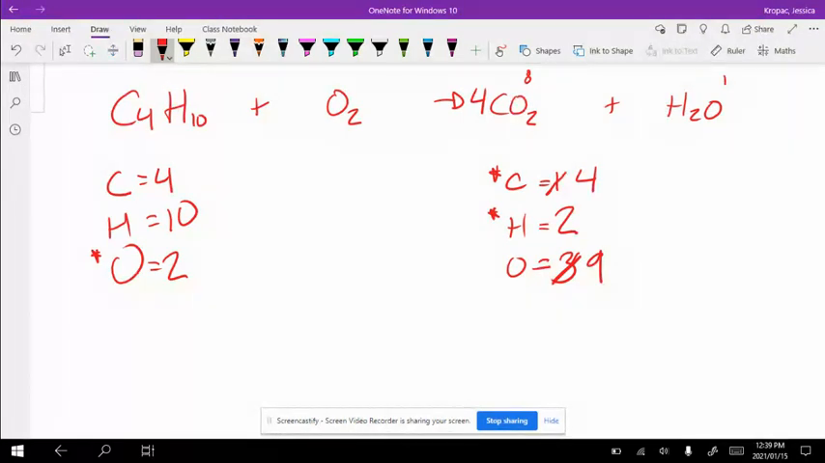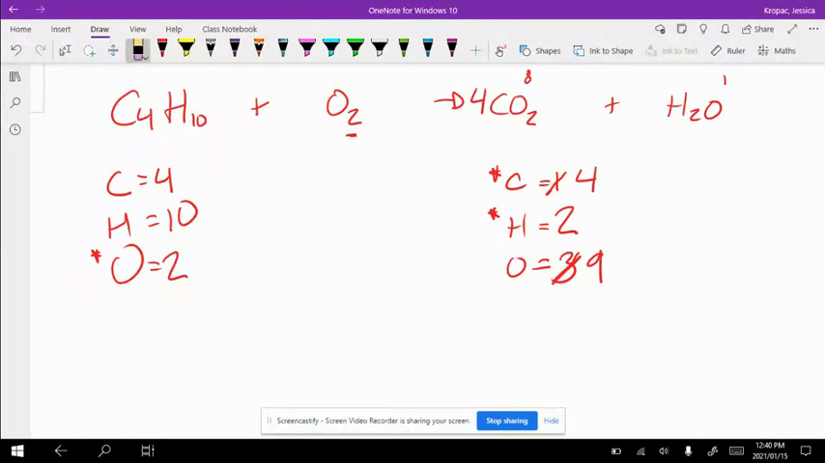The only oxygen you have on the left-hand side is 2. On the left-hand side, you can only have even numbers for oxygen, right? You can't multiply this by a fraction, not yet anyways. We're not able to multiply that by a fraction or a decimal. So we always have to have an even number of oxygens.